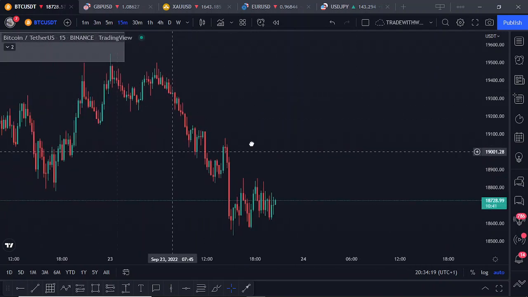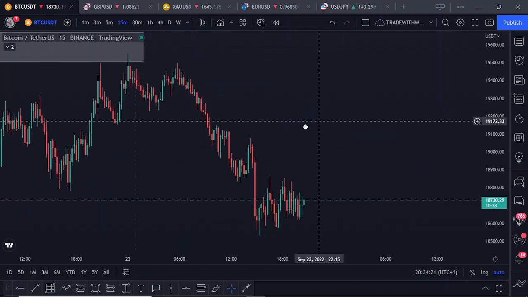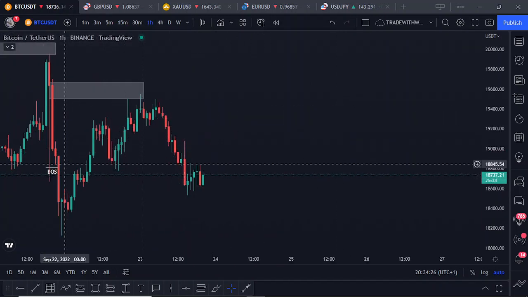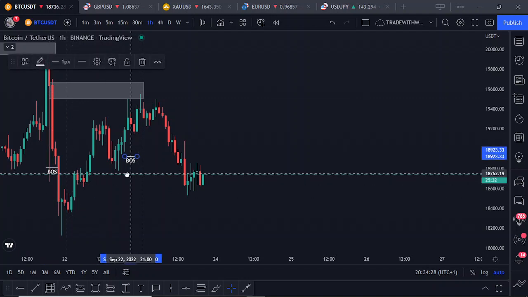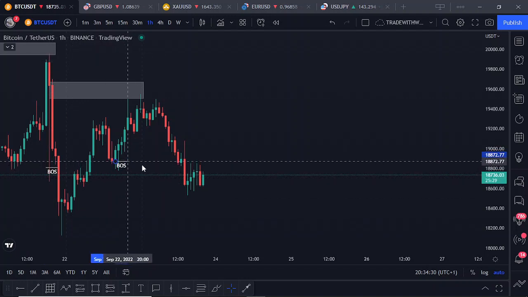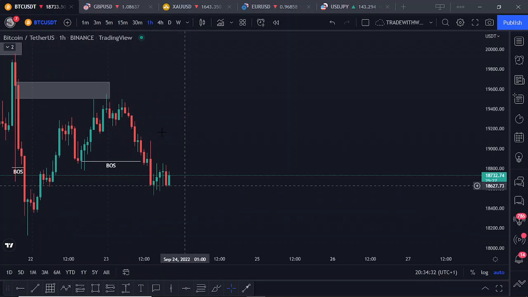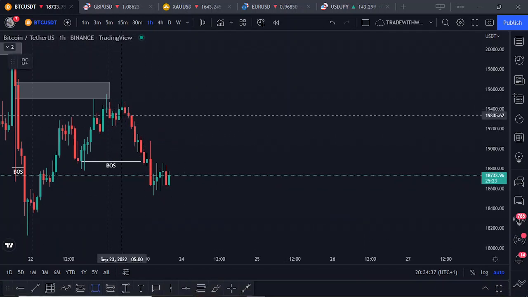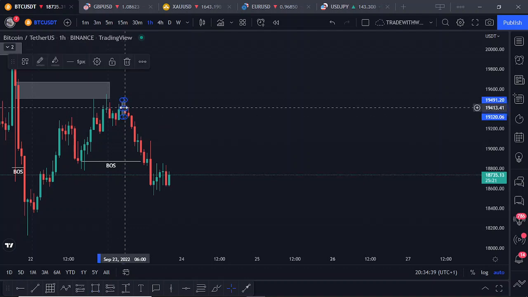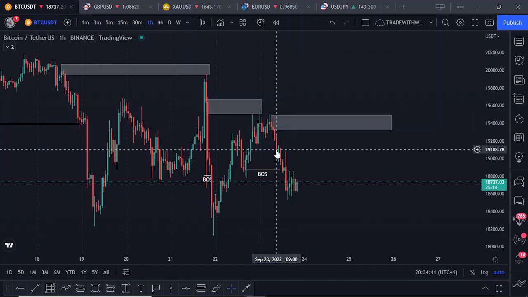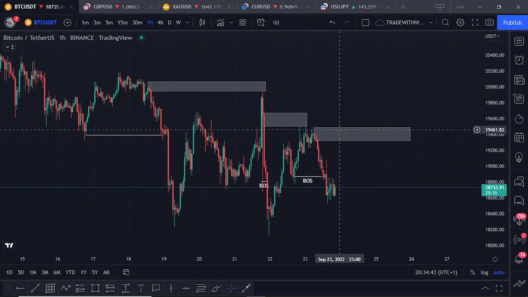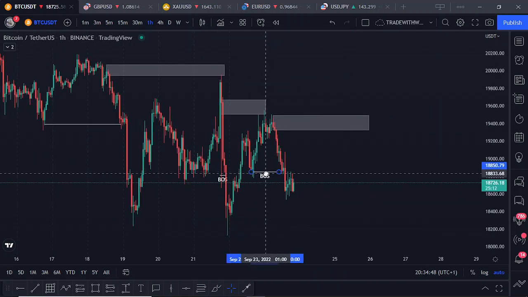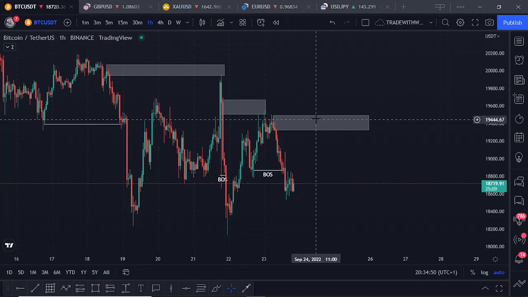I'm still interested in looking for supply zones because I still want to sell. Now where is another break of structure? We have this break of this low over here. And where is the supply zone that was formed? It is here, right? So I'll be looking to sell from that supply zone again. Then over here I'll be looking for sell entries, sell confirmations.